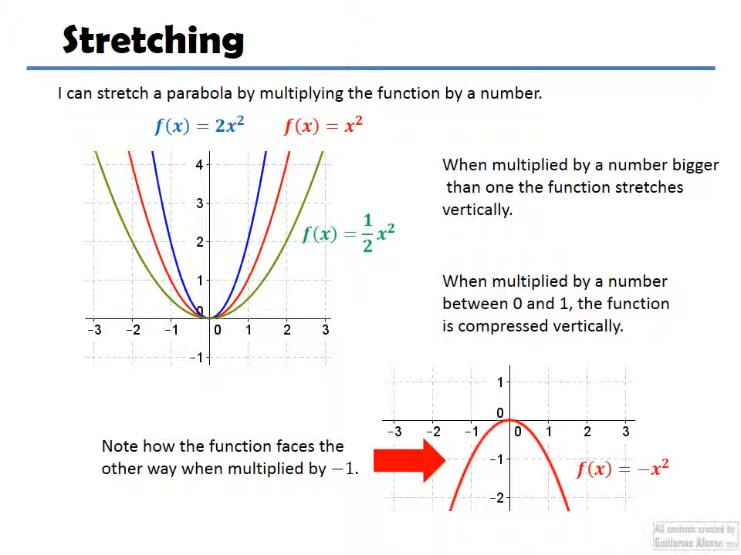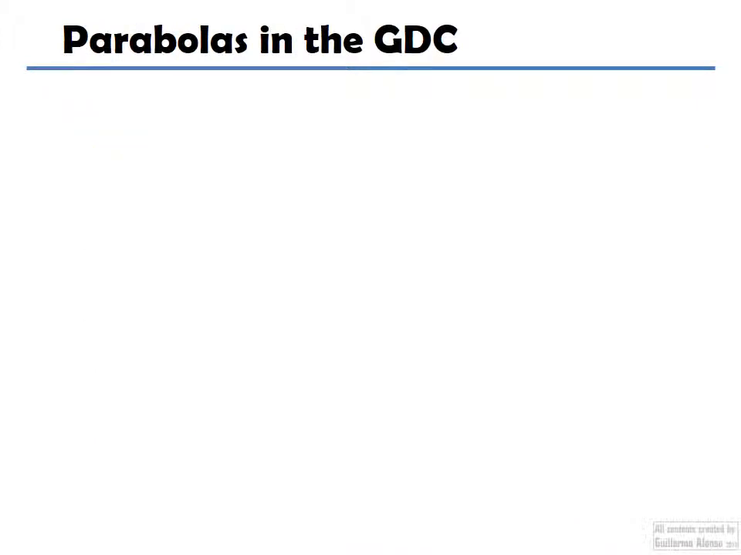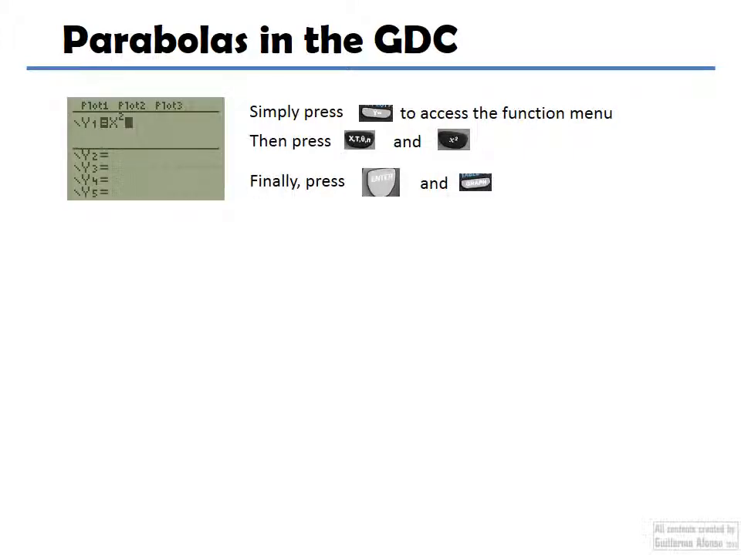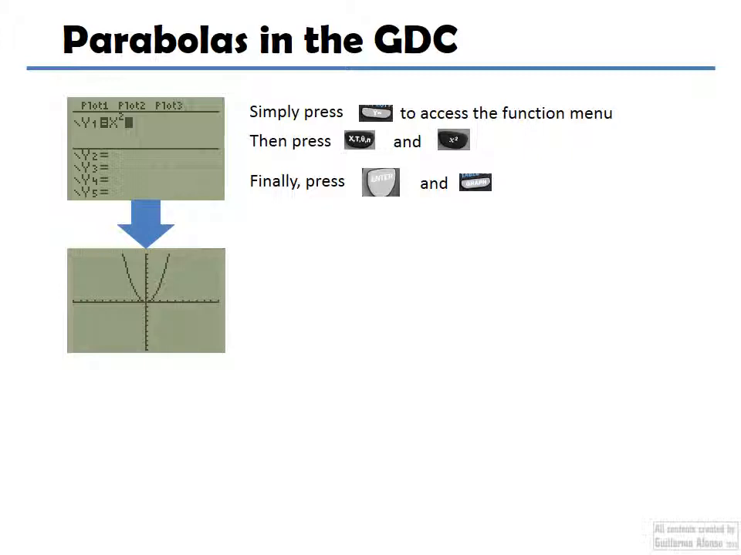Now, all of these things are actually not that relevant because you have a calculator with you. You have your GDC, and you can just plug the formula in and take a look at what it looks like. Here's how that's done. Again, simply you press the Y key to access the function menu. You press X and X squared, and then you'll have the actual function show up. Now you can press enter and graph. Of course, if you have a different function at this point, all you have to do is include that function here. You have the parabola drawn.